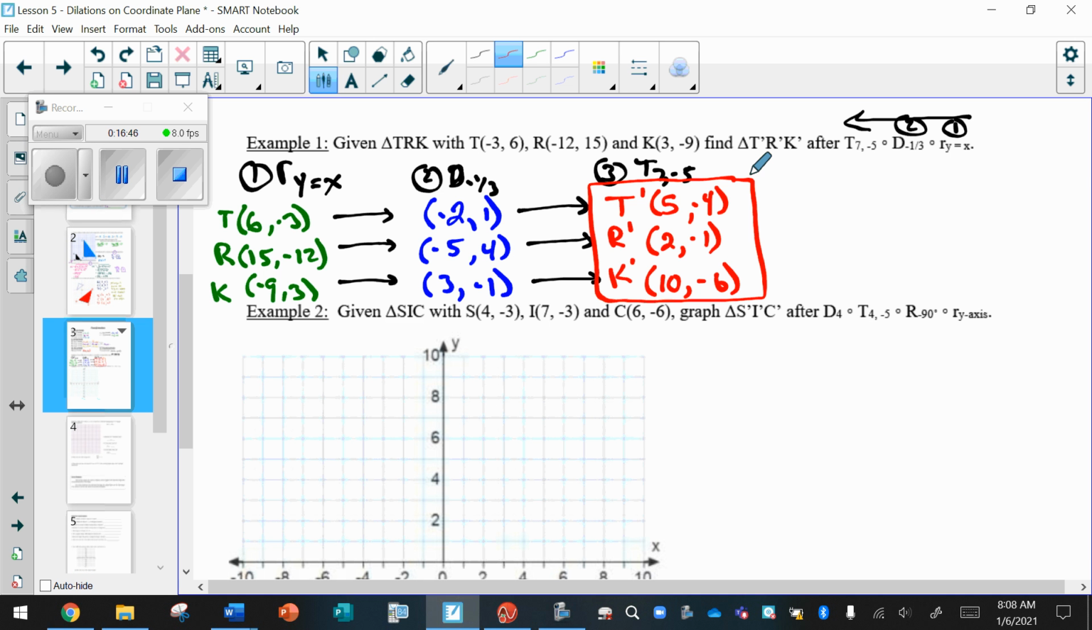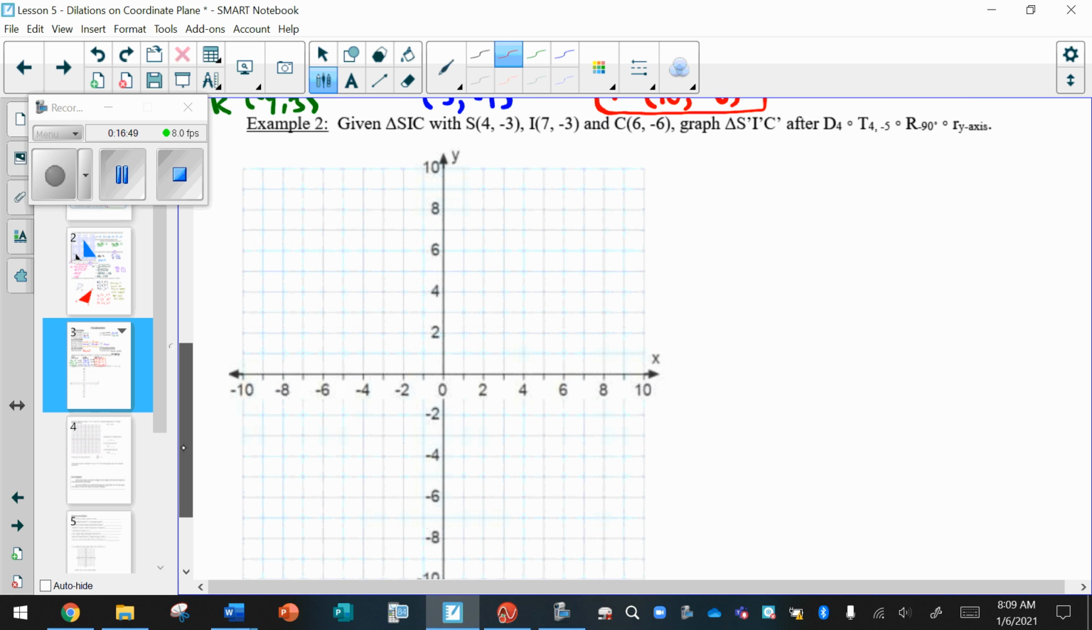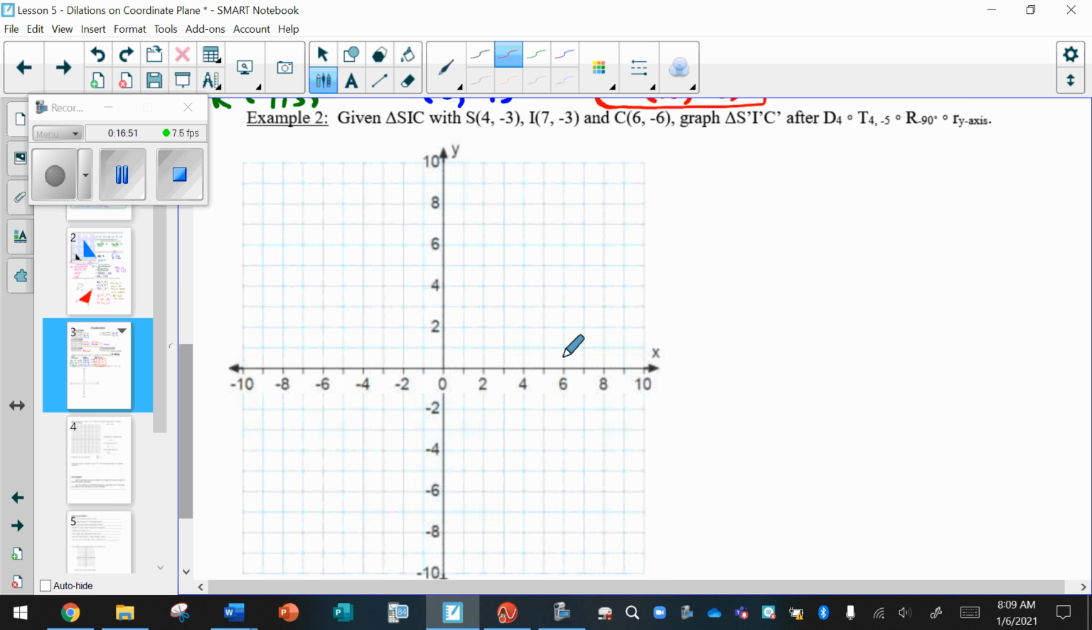So why don't you pause the video and try example 2 here. You're going to graph and state the coordinates. All right, so pause, give it a shot, and then we'll see what you end up with.